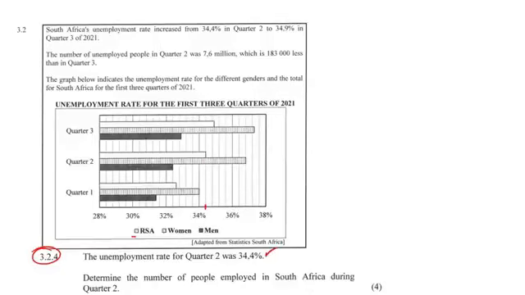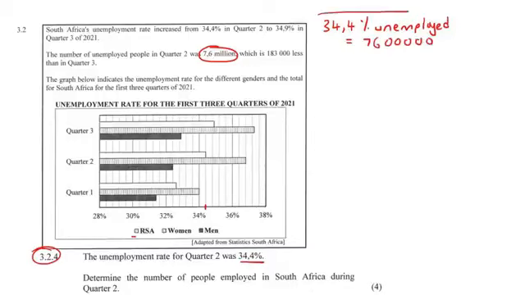Okay. So it says determine the number of people employed in South Africa during quarter 2. We're definitely going to have to use information up here because now we're talking about the number of people. Oh, this is actually a really good one. Okay, so let's do this, guys. They said that the unemployment rate in quarter 2 is 34.4%. 34.4% unemployed. Now, we also know how many people that would be. That's 7.6 million people. Or let's just say 7,600,000. Okay, so that's that.